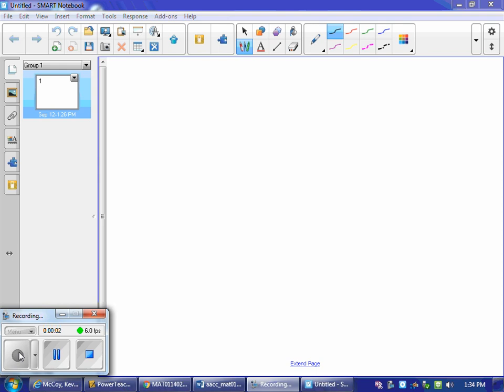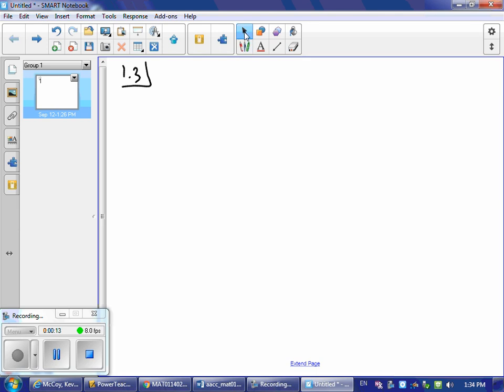Okay, so we left off in section 1.3. We had just finished simplifying fractions using prime factorization. So we're going to go ahead and pick it up from there.